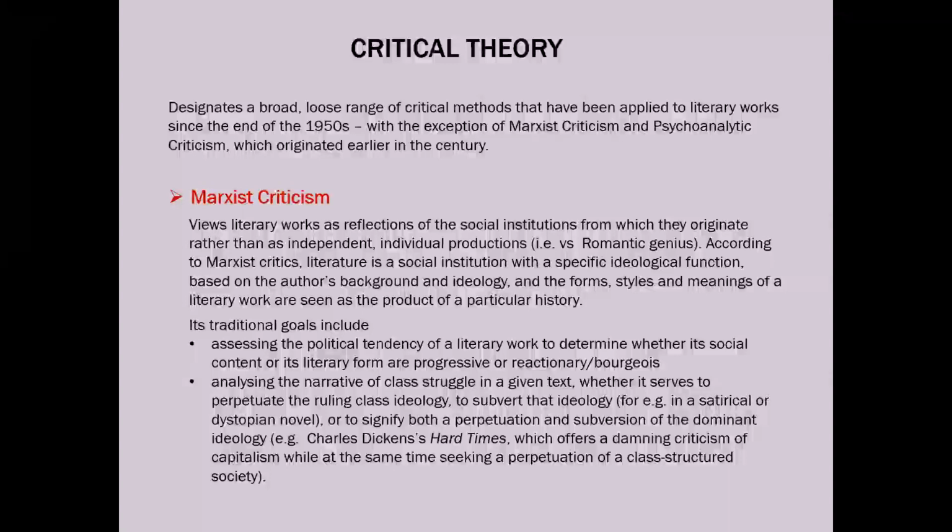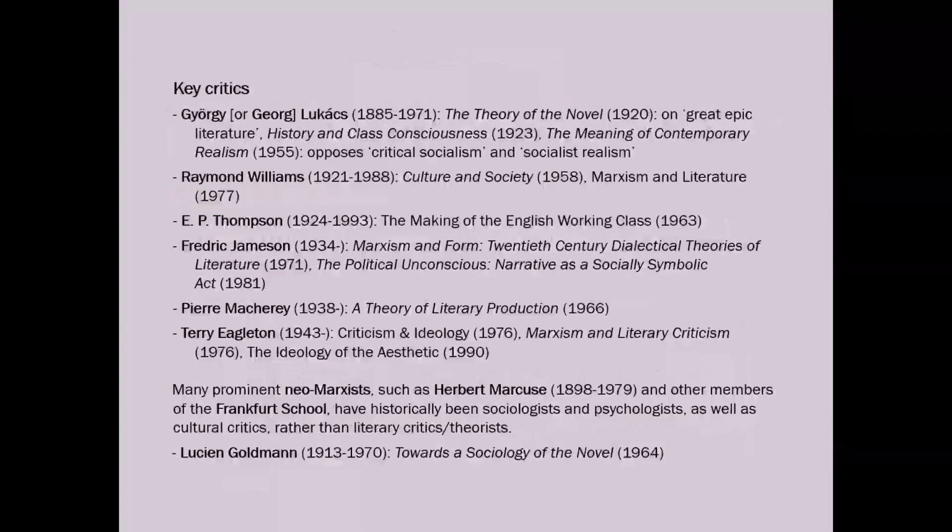A dystopia is a world that goes bad, and often a dystopian novel is a way of commenting on a form of contemporary society somewhere. Same as satire. Or sometimes it happens, and I give an example here in English literary history, to signify both at the same time. So a novel by Dickens, for instance, has been shown by Marxist critics to both offer a criticism of capitalism while seeking the perpetuation of the class-structured society. Okay, so on the one hand, it's traditionalist; on the other hand, it's more revolutionary. So this is what the basic aims of Marxist criticism do.